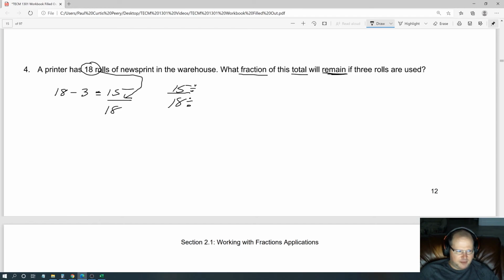So what do? Well, I can't divide them by 2. 15 divided by 2 is 7.5. 18 divided by 2 is 9. I didn't get an even number on top, so we can't do that. Well, how about 3? Will 3 go evenly into both? 3 does go evenly into both, right? So we could say 15 divided by 3 is 5, and 18 divided by 3 is 6. So it looks like what fraction of this total will remain? Well, it looks like 5/6 remain. 5/6 remain.